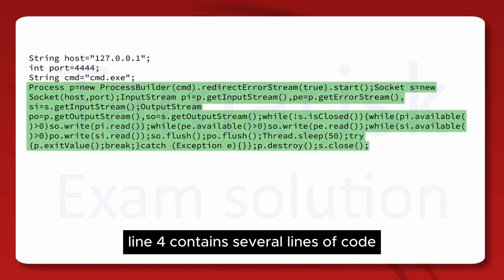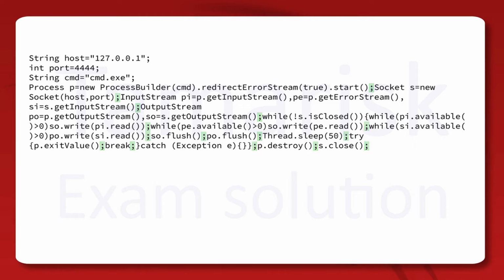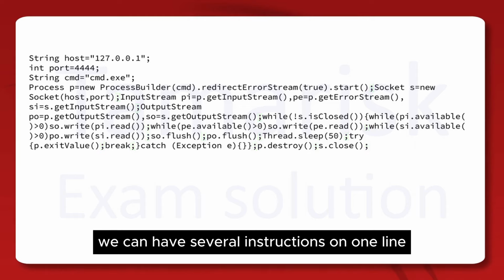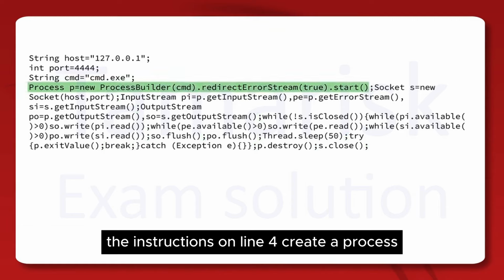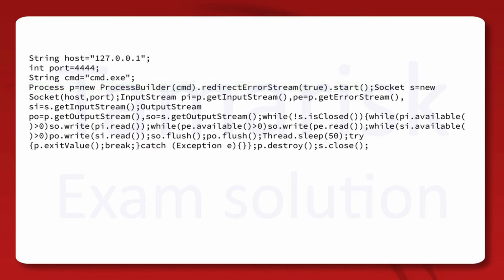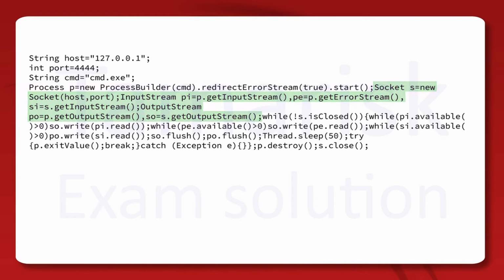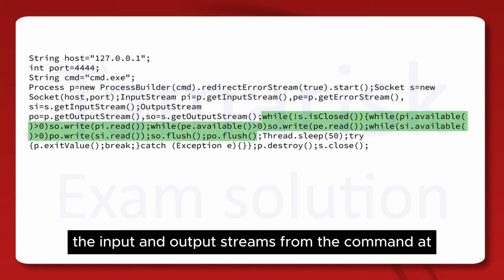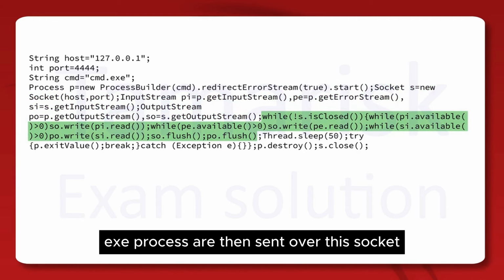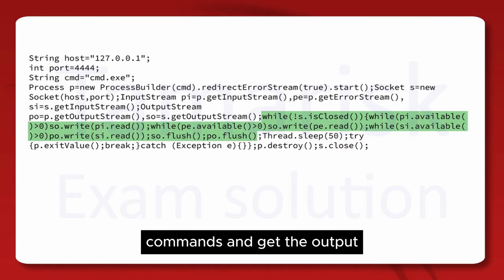Line 4 contains several lines of code concatenated together. In Java, semicolons mark where an instruction ends. We can have several instructions on one line if the semicolons are in the correct positions. The instructions on line 4 create a process object by running command.exe. Next, they create a socket connecting to the host and port values. The input and output streams from the command.exe process are then sent over this socket, essentially allowing the remote listener to issue commands and get the output.